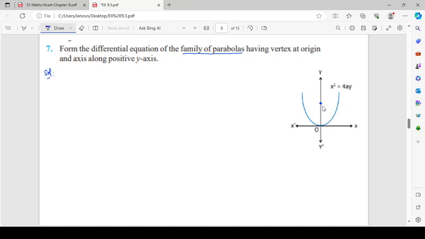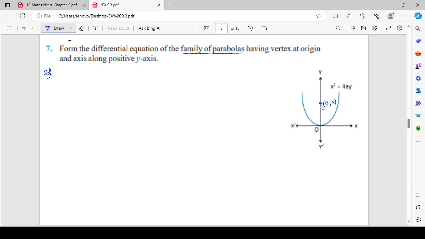Okay. And since it is symmetric about y-axis, or the axis is along the y-axis, the foci will lie on the y-axis. Let us consider this point as 0, a. So in that case, what is the standard equation of the parabola? Whenever the axis is along the positive y-axis, the equation is x square equal to 4ay. When the axis is along x-axis, it is y square equal to 4ax. Okay. So the variables will be interchanged depending on the axis of the parabola. By the way, here we have x square equal to 4ay.